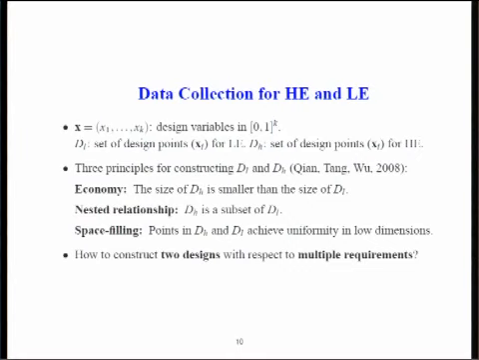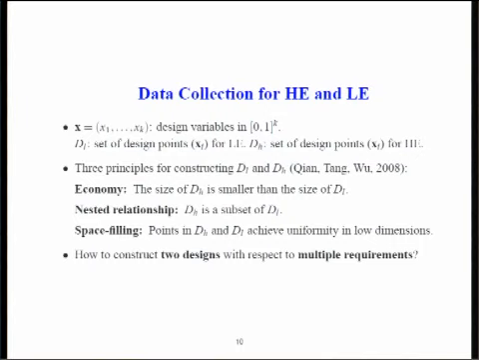In joint work with Boxin Tang at Simon Fraser and Jeff Wu at Georgia Tech, we proposed some very simple principles for constructing DL and DH. The first one we call economy. Basically it means the sample size of DH must be smaller than the sample size of DL. This makes sense because HE is more expensive to get.